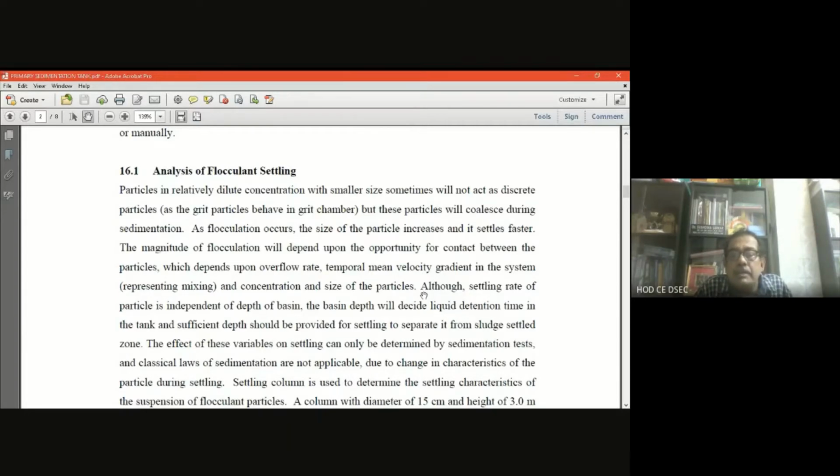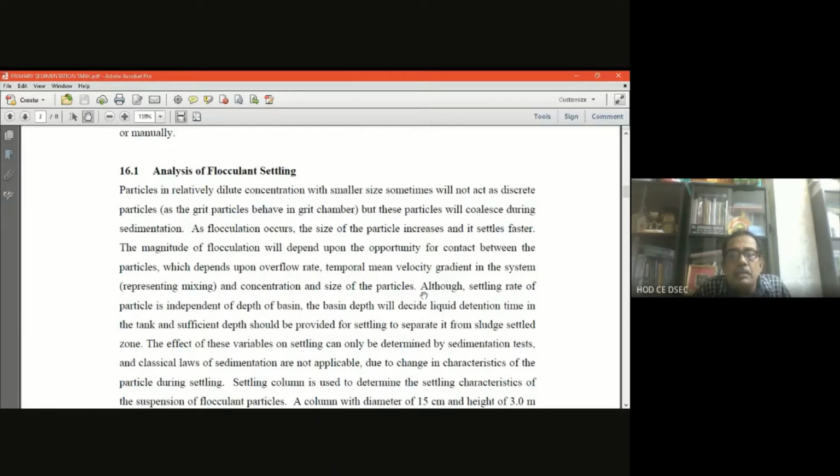Now, the settlement rate does not depend on the depth, but the depth of the tank will decide the detention time. The more the detention time, the more the settlement phenomenon will be. So the more the detention time, the more the depth will be, because distance equals time into velocity, that you know. So detention time into the settlement velocity equals the distance, that is, the vertical depth of the water.